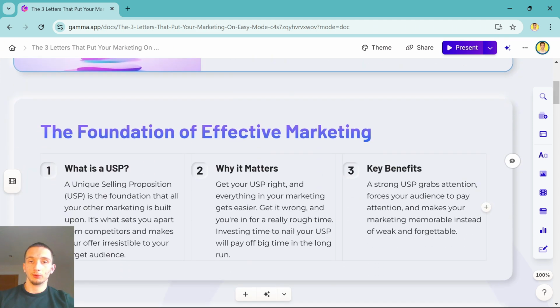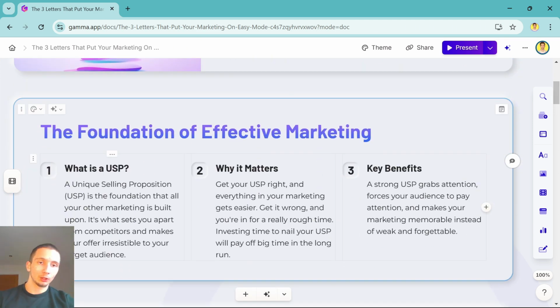So, what is a USP? A USP is the foundation that all of your other marketing is built upon. We're going to cover this in just a second, but this is very good knowledge to have. This is what sets you apart from the competition. It's very, very difficult to sell anything or become big if you are the exact same as everybody else. Otherwise, why would anybody choose you over everybody else? It makes logical sense. It sets you apart from your competitors and makes your offer irresistible to your target audience.